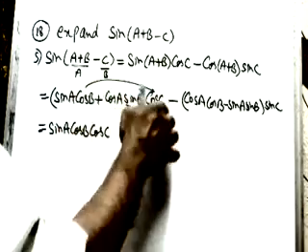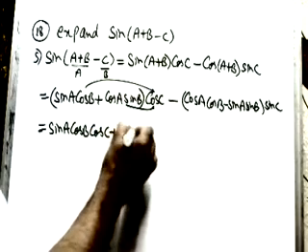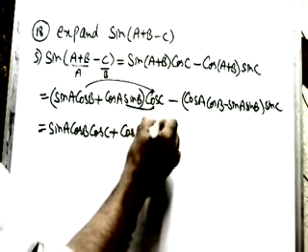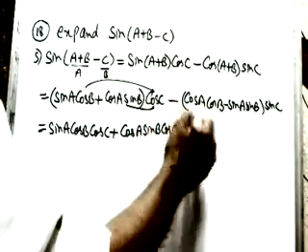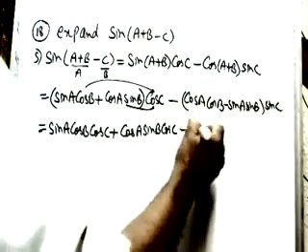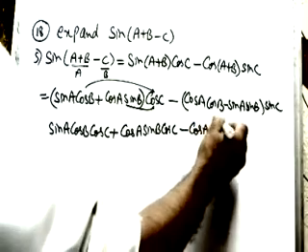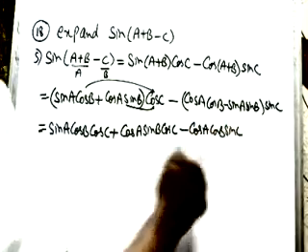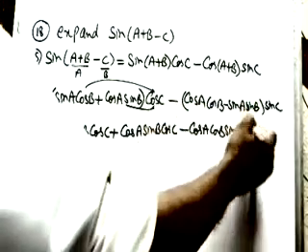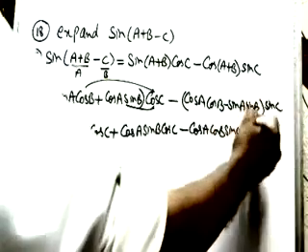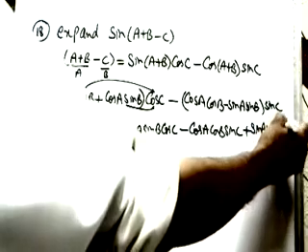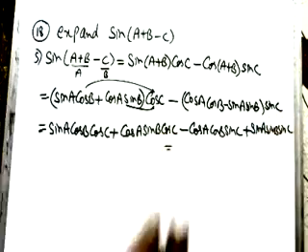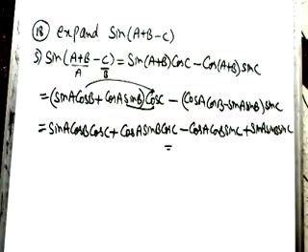This into this, again this into this, cos A sin B into cos C, plus cos A sin B cos C. Now minus into plus, minus cos A cos B sin C. Now lastly minus into minus plus, sin A sin B into sin C, sin A sin B sin C.